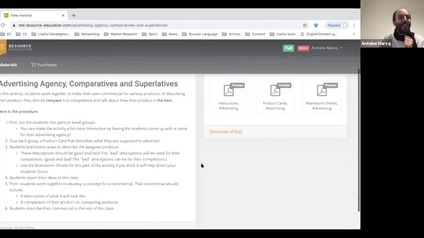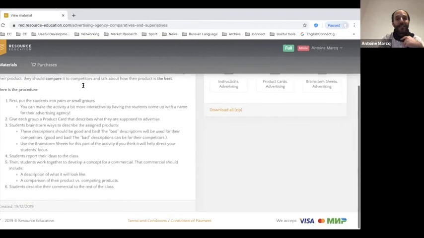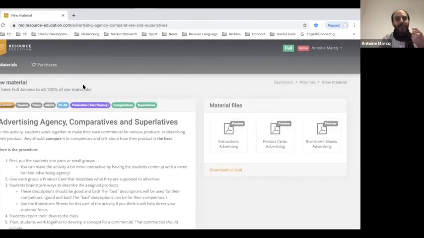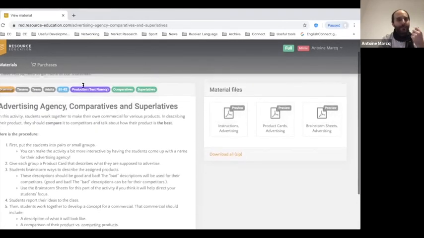So quickly to finish, I want to show you 2 more activities. We've got the advertising agency. Here again, students are going to be using a lot of comparatives and superlatives. So, advertising agency. Students are going to work together to make their own commercial for various products. It's good fun. It's a production activity. It can also be turned into a project.